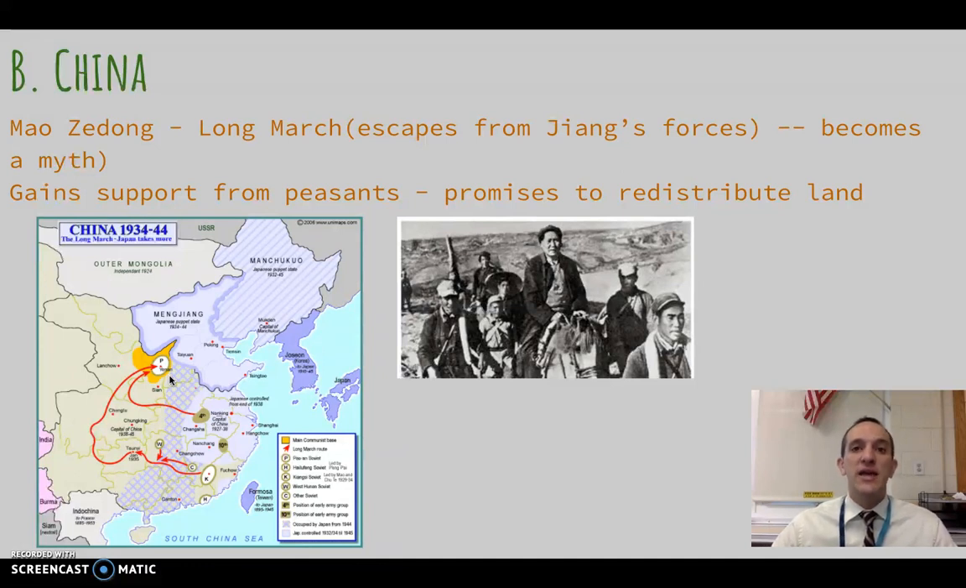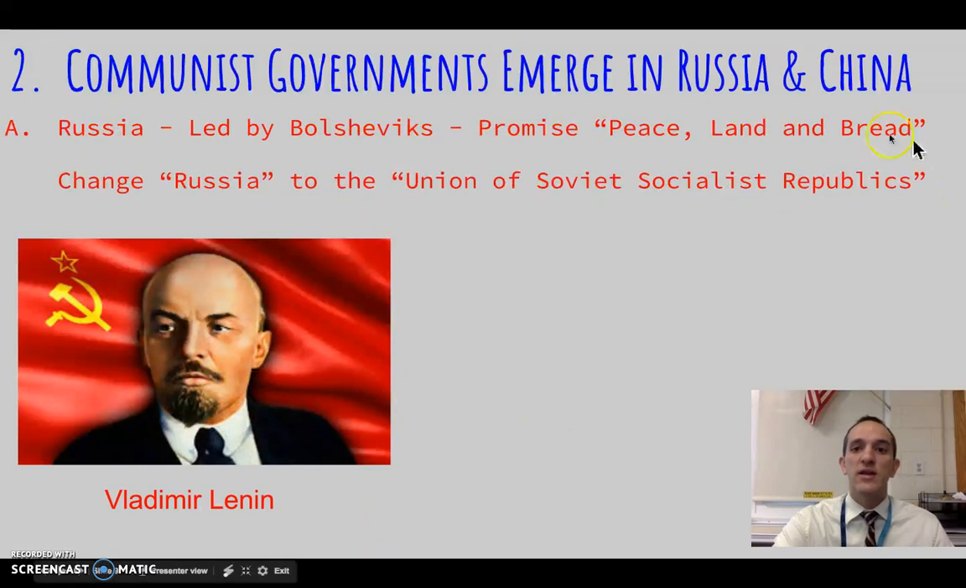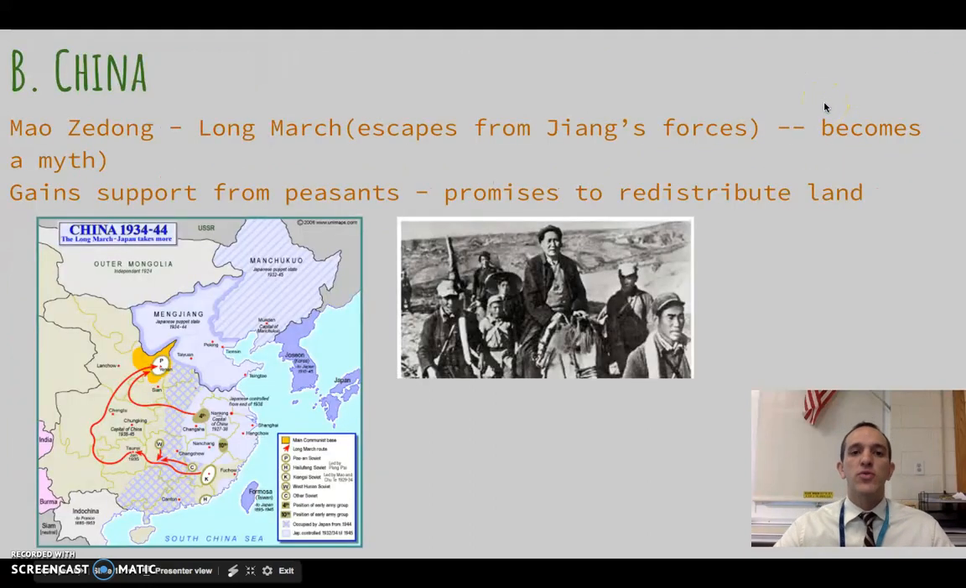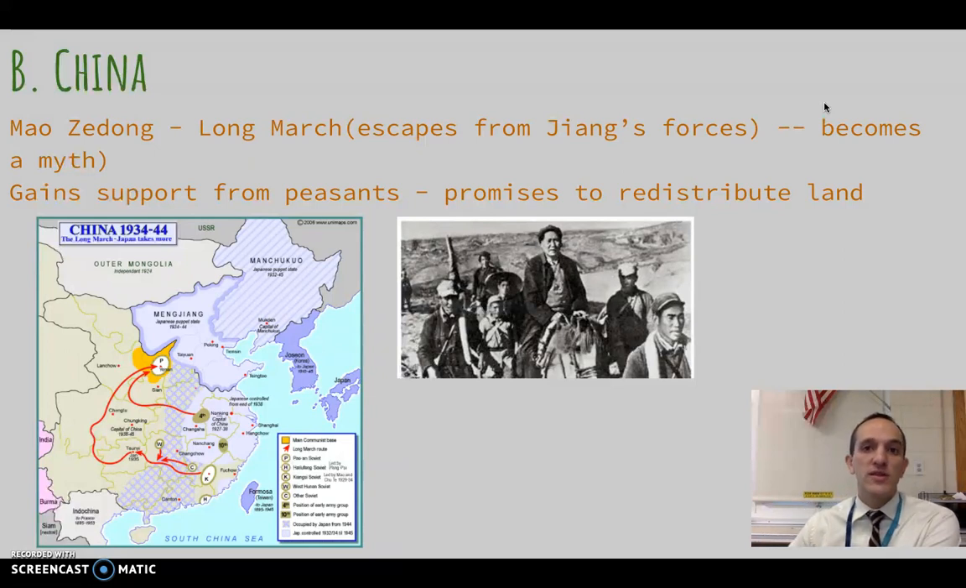He promises land to the peasants. So similar to Lenin here, who's promising peace, land for the peasants, peace meaning ending World War I, and bread meaning food, Mao is also promising land to the peasants, and the peasants want land. They want land taken away from their large landowners. That's a lot of stuff. We'll go into more depth in class, and in the next one we'll talk about what these communist leaders do in their country after these revolutions.